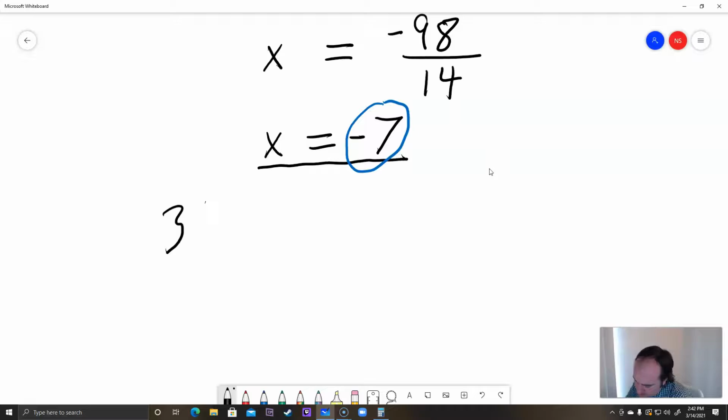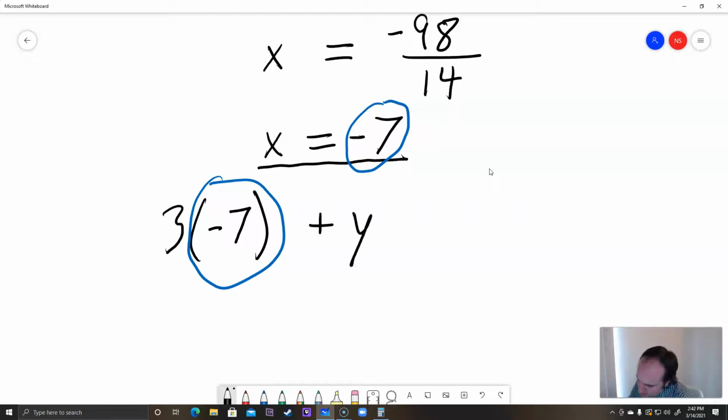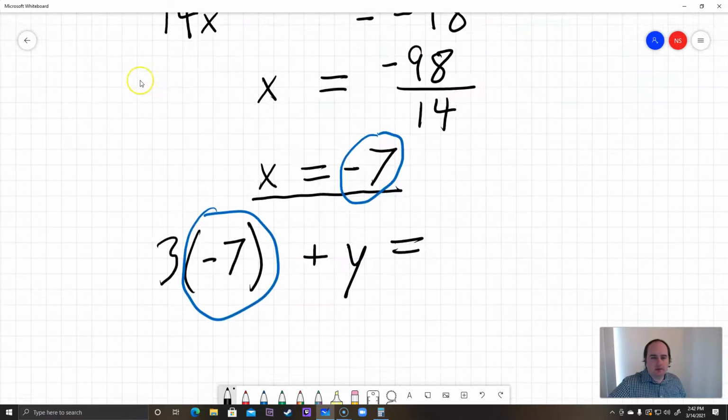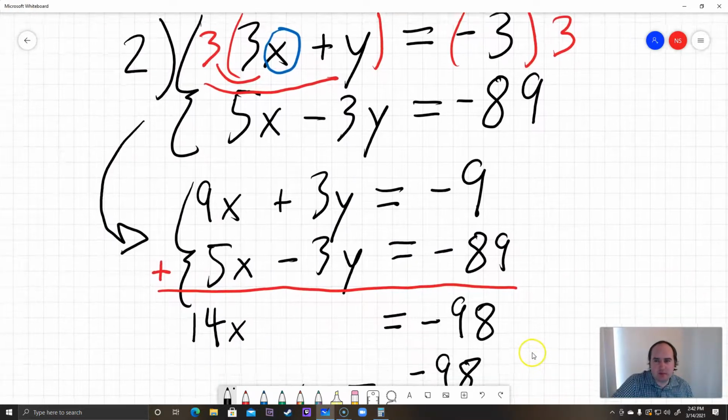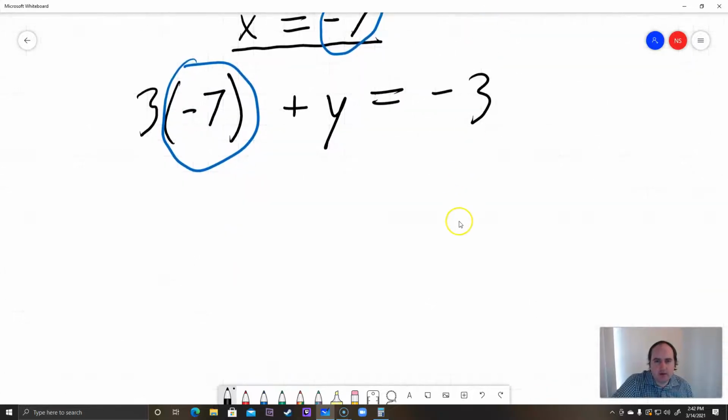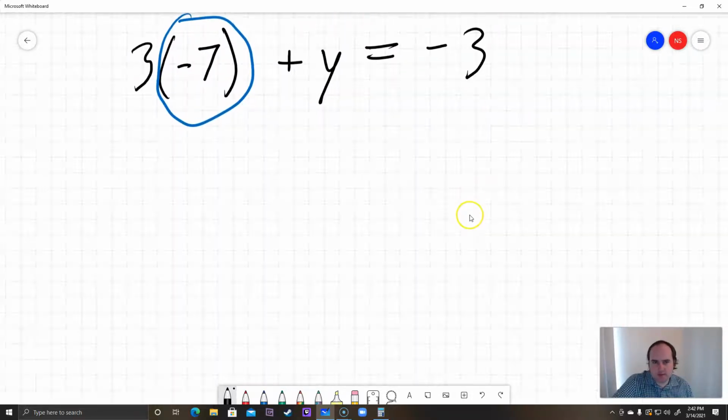Okay, so 3 times negative 7, just plugging in x to the top equation, plus y equals, what was it? I already forgot. Negative 3. And notice we're plugging into the original equation before we multiplied both sides by 3, just because it's easier. The smaller the numbers are, the easier the problem is. Okay, so we got 3 times negative 7 plus y equals negative 3. And then we want to solve this equation for y.